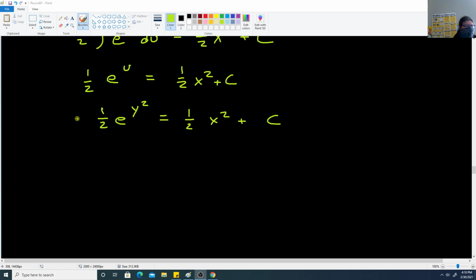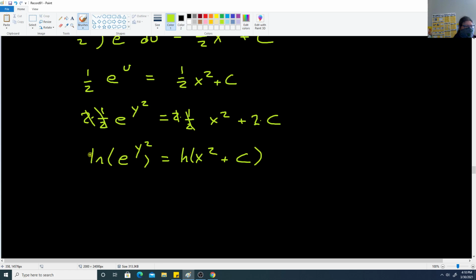So we're going to multiply everybody by 2. So we get 2 times each of these. So we get e to the y squared equals x squared plus 2 times the constant, which is just a constant, so I'll write that as c. And apply natural log to both sides because I need to get rid of the e on the right. So I have y squared equals natural log of x squared plus the constant c. To undo the square, I need to take plus minus square root of both sides.